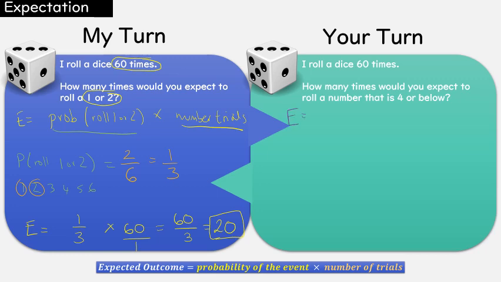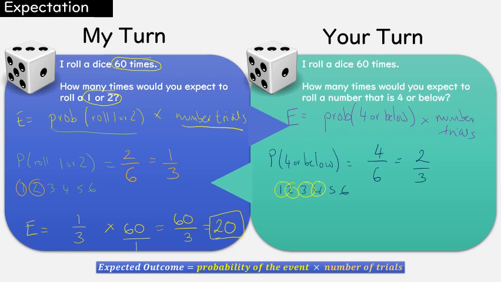Okay, so remember again, expectation is the probability. This time we're looking for it to be 4 or below, times the number of trials, how many times we did it. Let's first of all have a look at the probability. Probability of 4 or below. Well, on the regular dice, we have 1, 2, 3, 4, 5, or 6. 4 or below, it could be 4, 3, 2, or 1. So that's 4 different numbers it could be out of a total of 6. So that's the same as 2/3.